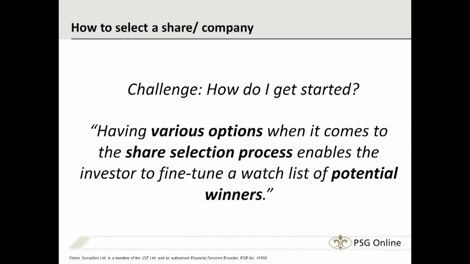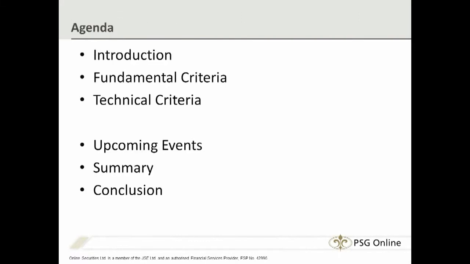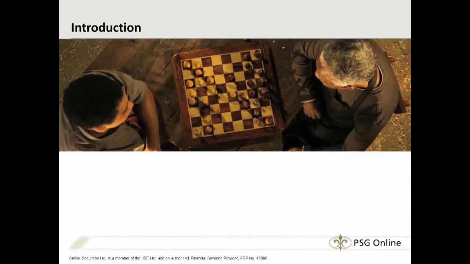The agenda is that we're going to learn about three things. We're going to work backwards. First of all, we're going to start with talking about a portfolio of shares, and then how to select a share as an investor, or company as an investor, using fundamental criteria, and how to select a portfolio as a trader using technical criteria. That's what we're going to discuss in the next few minutes. So let's move into it.